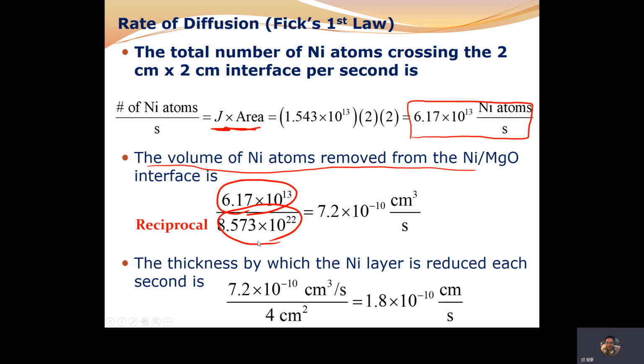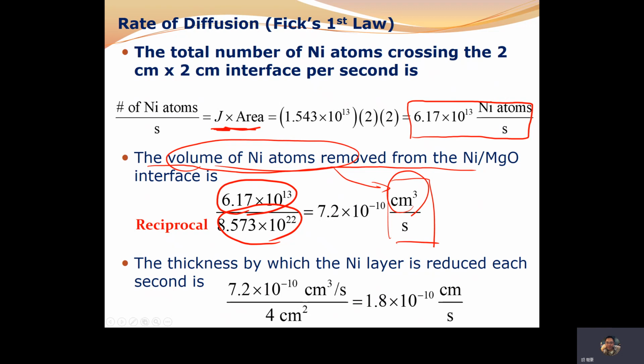Therefore, we can figure out what? We can figure out the volume of nickel atoms removed from the nickel-magnesium interface per second. Okay, per second. Right, so we can realize it from its units. This is the volume of nickel atoms.